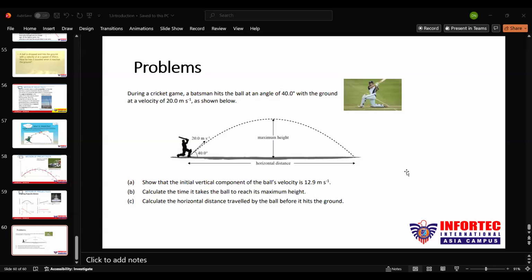Okay, you can try this question. During a cricket game, a batsman hits the ball at an angle of 40 degrees with the ground at a velocity of 20 ms^-1, as shown below, right? Show that the initial vertical component of the ball's velocity is given. Then calculate the time it takes the ball to reach its maximum height. And calculate the horizontal distance traveled by the ball before it hits the ground.